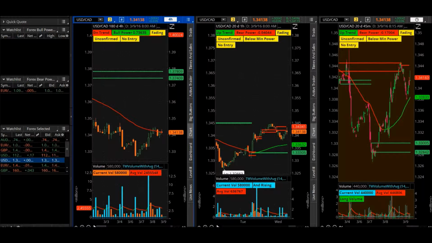Nothing particularly fancy about it. It's just a way that I get a handle on what I think pricing is going to do in the Forex, which gives me kind of a heads up on what to look for.